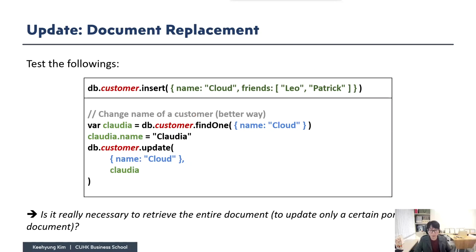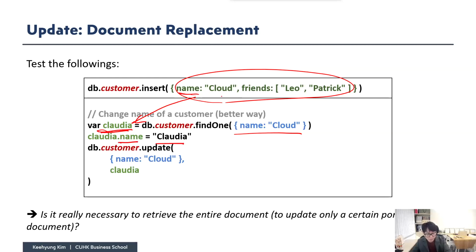So this is another approach you can take. Again, in the variable Claudia, you save this document, found by using the name Cloud, and save it here. And then in this document, we change the name into Claudia. So the name field, we change this into Claudia. So it works. And then using the update function, we find this document in a collection and we update it into this updated variable we have. This is another way you can do it. It will work. Still, it is not a good approach.